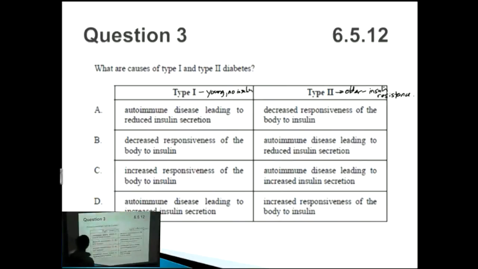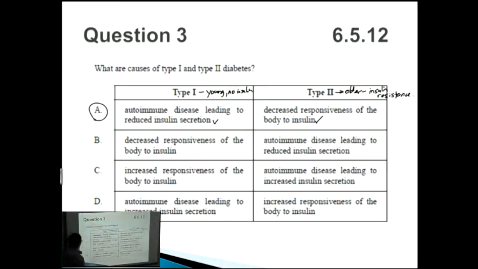And those are the key points that I can provide to you in a sentence about these two types of diabetes. So if you look at option A, an autoimmune disease leading to reduced insulin secretion. Yes, that's right, reduced or no insulin secretion. The decreased responsiveness of the body to insulin. Yes, that's correct. We're talking about resistance. It's not as responsive as it was before.